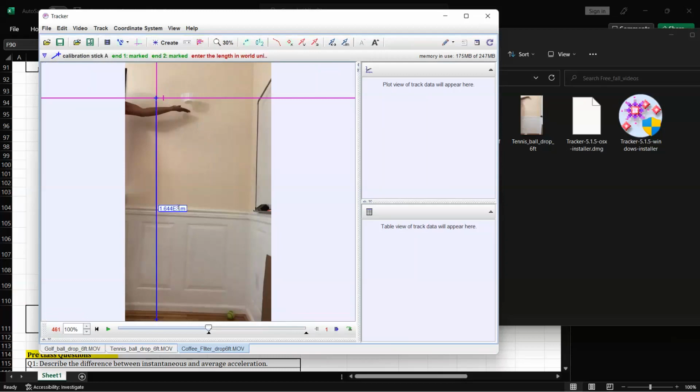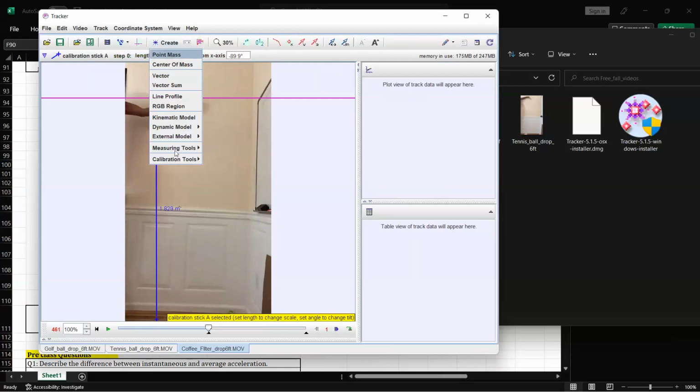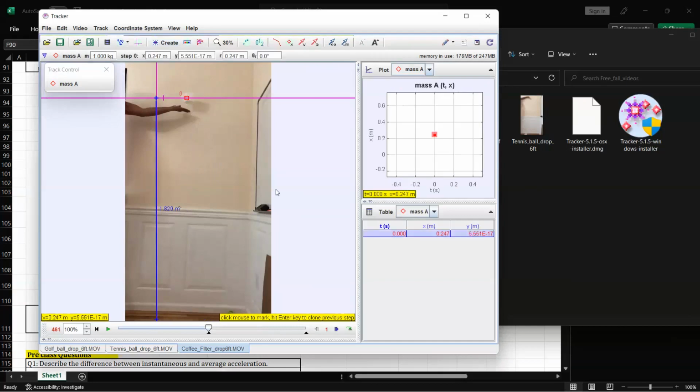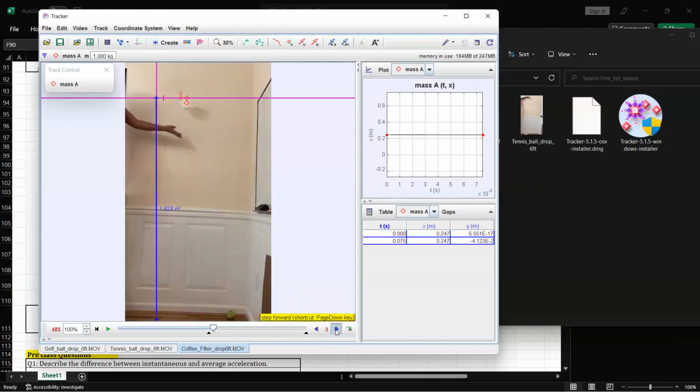This distance is still 1.829. Then we'll just collect the data points, point mass. Shift and one click. The first data point doesn't matter. I will make it like 3 frames per click. Try to get more data at the very end of this.